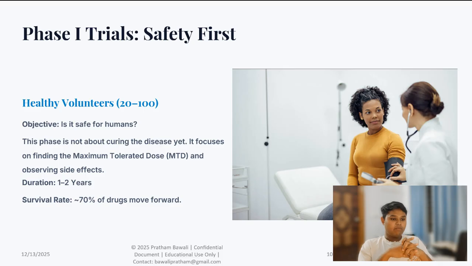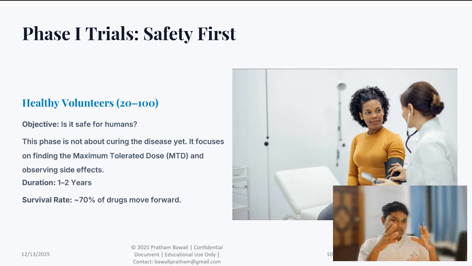Then here we go to the phase one trial: safety first. Phase one is basically safety first, where healthy volunteers, like 20 to 100, are taken. The objective of this trial is: is it safe for humans or not? To identify that, we are doing this test. This phase is not about curing the disease yet.